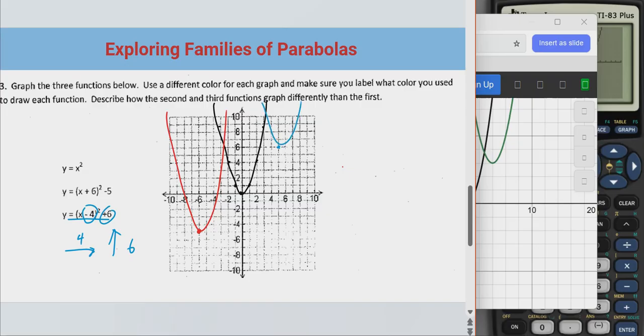Right, so that's just a quick review from your Algebra 1 days on parabolas, and just an introduction to how these parabolas get shifted around using vertex form.